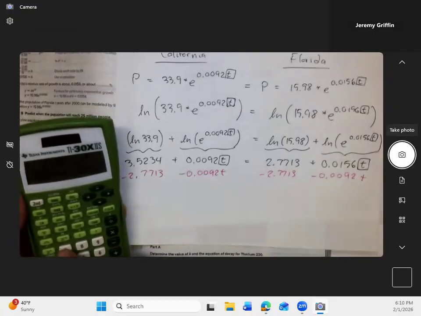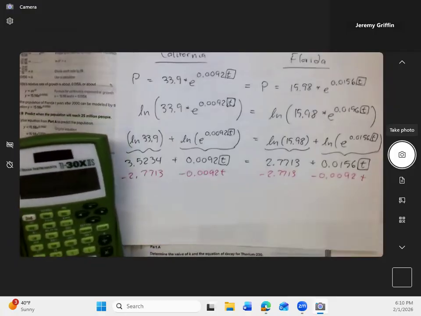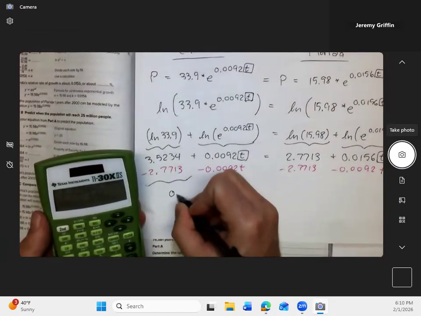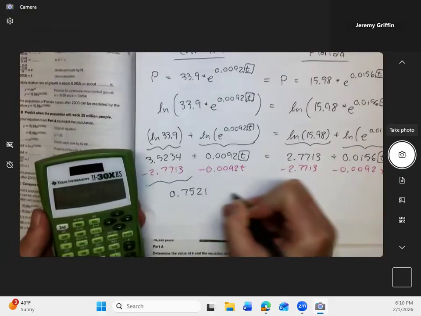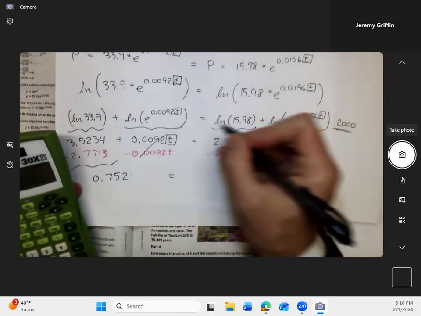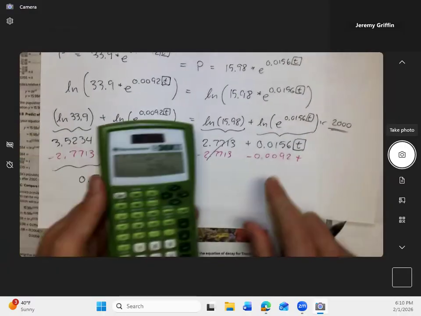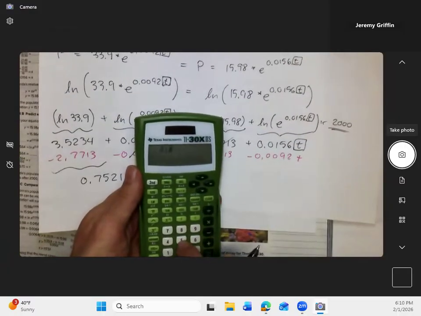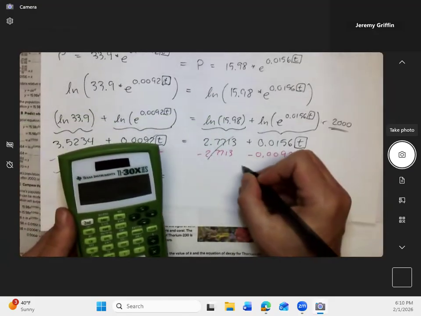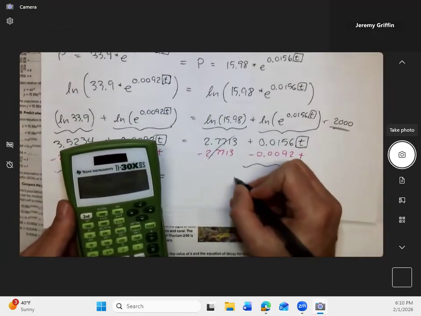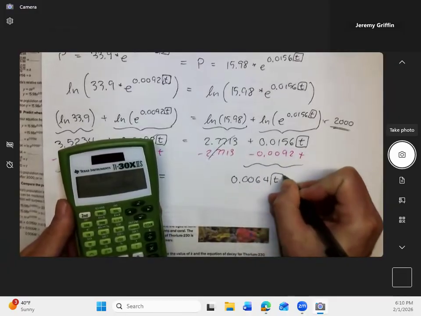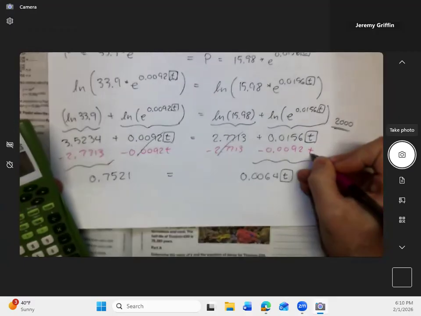So 3.5234 minus 2.7713 comes out to 0.7521. That's equal to, and over here we got 0.0156 minus 0.0092, which is 0.0064, and then that's t. T is what we're solving for.